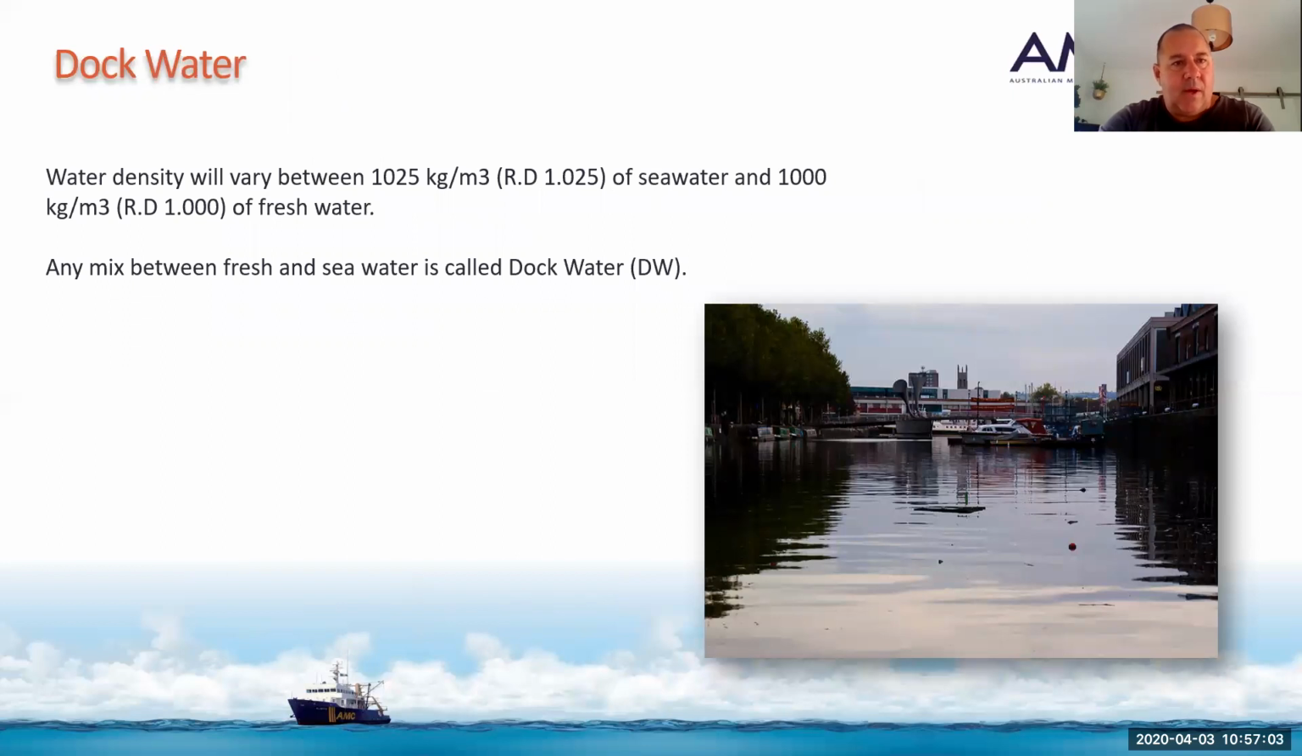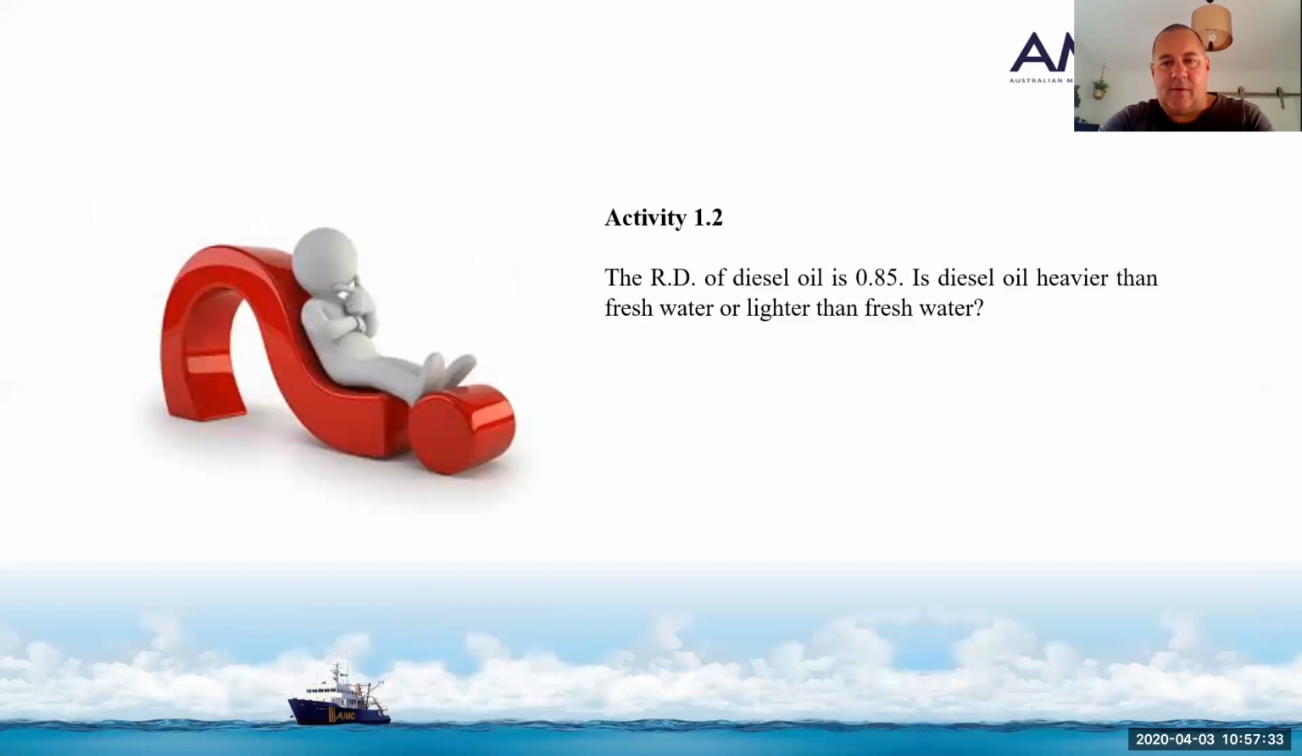Any density of water between fresh water and salt water is called dock water. Water density will vary between 1,025 kilograms per cubic metre, or a relative density of 1.025, for seawater and 1,000 kilograms, or a relative density of 1, for fresh water. A mix between fresh and salt water or seawater is called dock water. And as we go through the course, we have to work out what the relative density of some of our dock water is, and we can do that. There's activity 1.2, so have a go at that one. Pause the video and do that one.